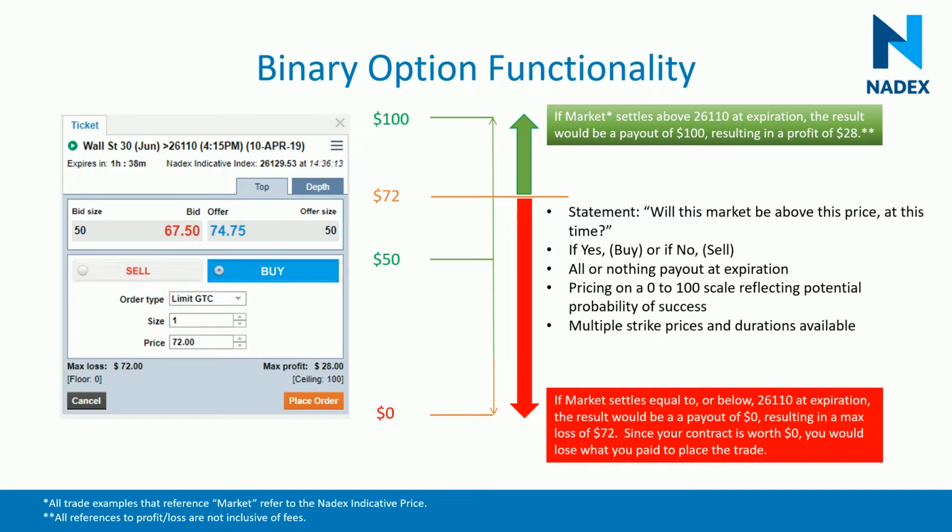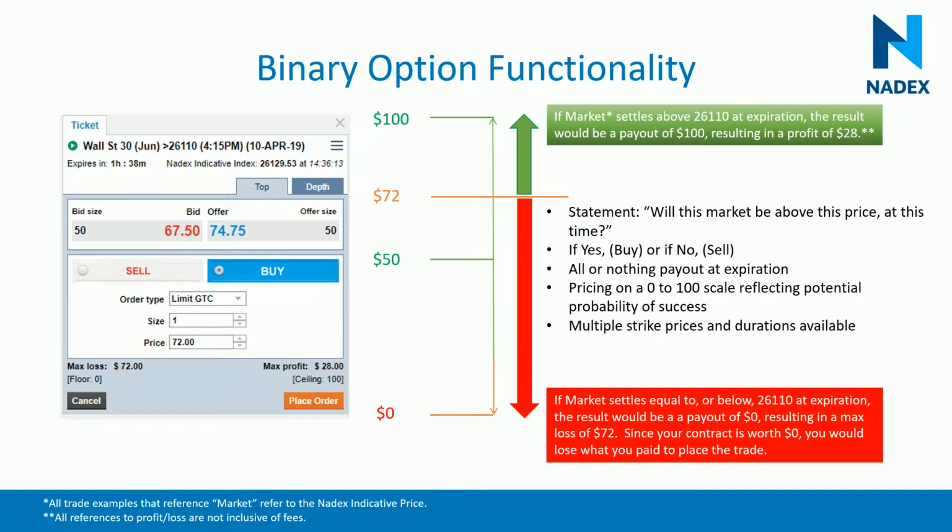So in the binary statement, Wall Street 30 greater than 26,110 at 4:15 p.m., right? Currently, this binary option, we've got a bid of 67.50 and an offer of 74.75. Now, I'm going to make a couple key points about binary options because while I said they're a pretty straightforward contract and actually pretty simple to understand, there are a lot of things that are often overlooked because of that perceived simplicity that may be beneficial to you as a trader, right?